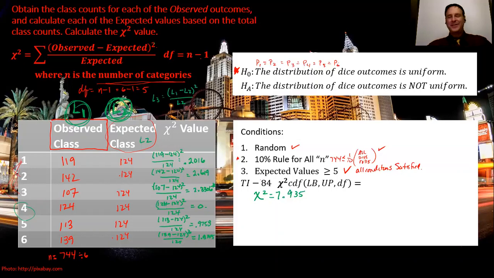Now, what does this mean? Well, let me do this. I'm going to draw a picture of a chi-squared distribution for a degrees of freedom of, which we found earlier, 5. Now, here's the deal. Since your chi-squared values can only be positive, that means your graph has to be skewed at least a little bit to the right.